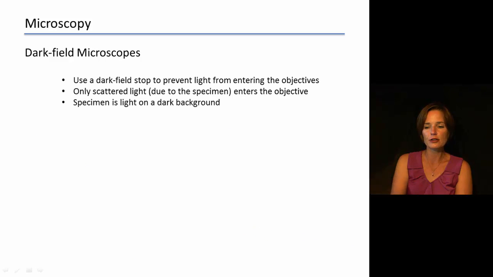And the dark field microscopes are really just kind of flipping everything around, because in this case, it's a dark background. So we're going to use what we call a dark field stop, and this is going to prevent light from actually getting into the objective. And that means that only the scattered light, which is scattered because of the presence of the specimen, only that scattered light is going to actually enter the objective. So when we view the objects on these, the specimen is light, and it is on the dark background, which is where the name dark field microscope comes from.